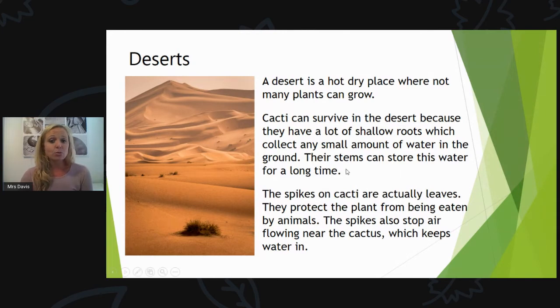Their stems can store this water for a long time. Like we looked at with camels, and they can store water. It's the same with a cacti or cactuses. They can store the water for a long time. The spikes on a cacti are actually leaves, and they protect the plant from being eaten by animals, because it's not going to be very tasty eating a spike, is it? The spikes also stop air flowing near the cactus, which keeps water in. So the air doesn't then draw that water out.